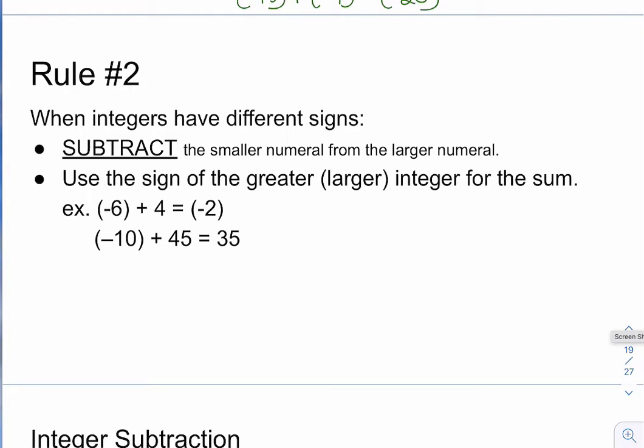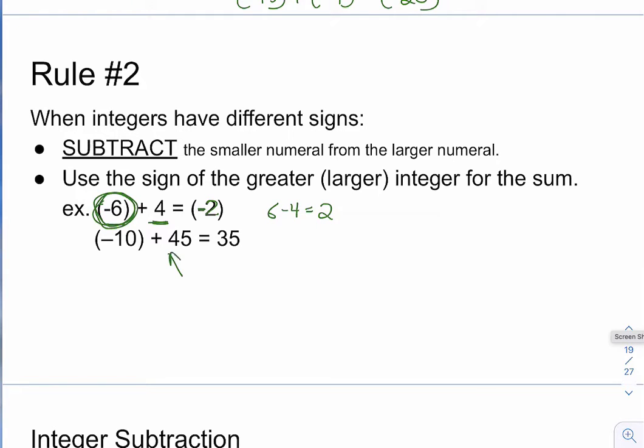So you see two examples here. We have a negative 6 plus a positive 4. Our signs are different, so it tells us to subtract those. So that would be 6 subtract 4 equals 2. Then how do I know what sign my answer has on it? I look at the larger numeral in the question, which is 6, and it's a negative, so my answer becomes negative 2.